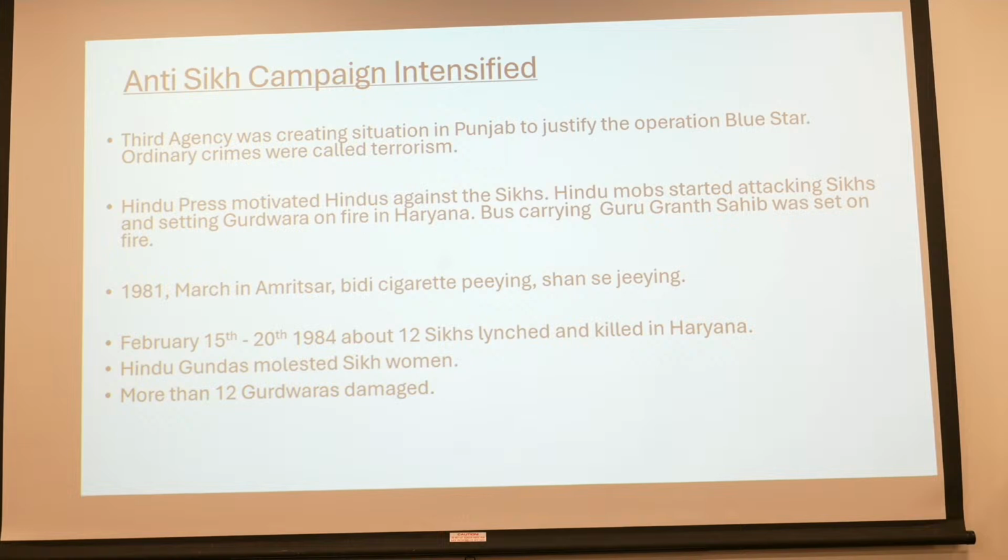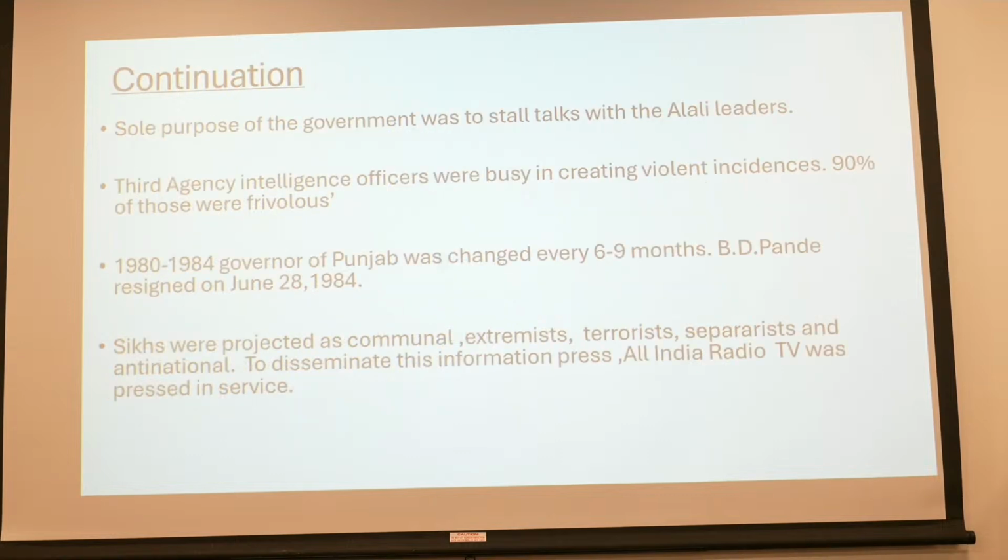In February of 1984, 12 Sikhs were lynched in Haryana. Hindu goons molested Sikh women. More than 12 gurdwaras were damaged. So this was a preparation to turn Hindus against the Sikhs, just like Hitler, as you said. The sole purpose of the government was, so the Sikh, you go back once.